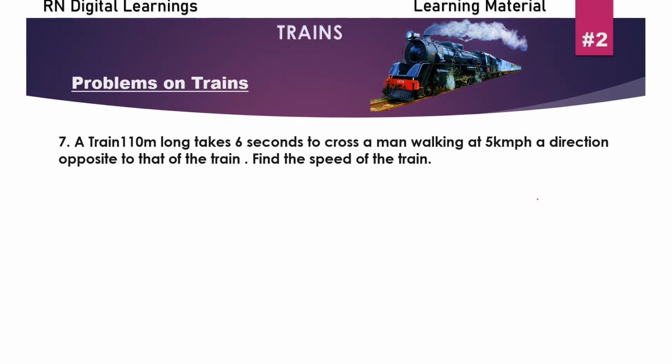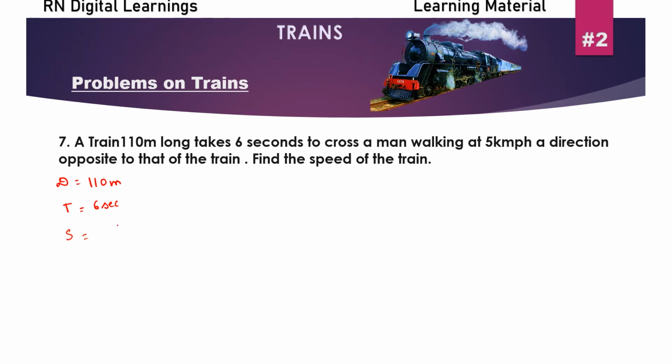A train 110 meters long takes 6 seconds to cross a man walking at 5 km per hour, in a direction opposite to that of the train. Find the speed of the train. Now what they have given? Distance is given as 110 meter. Time is 6 seconds. A man walking at 5 km per hour.